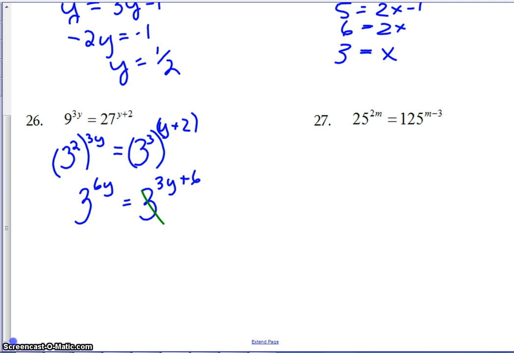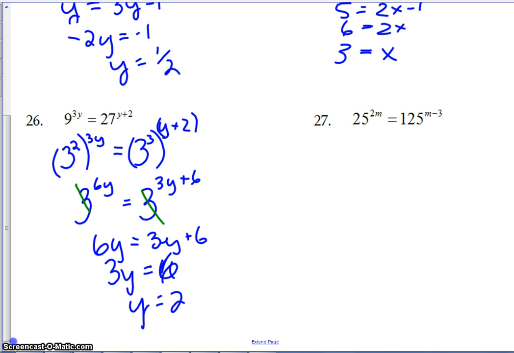Now I can ignore the 3's. Then that means 6y must equal 3y plus 6. If I subtract 3y from both sides, 3y must equal 6, and then y must equal 2.